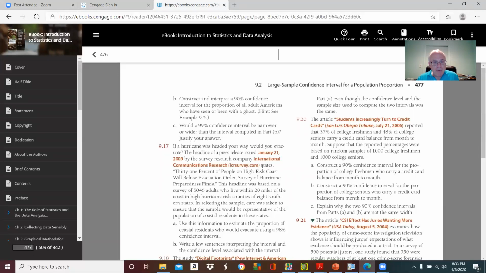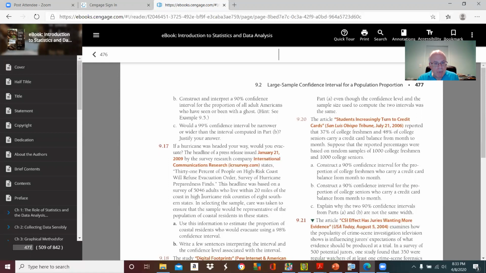A survey research company states that 31% of people on a high-risk coast will refuse an evacuation order. So immediately you look at this. This is the study of how many people? 5,046 people. This is the sample proportion, 0.31. Okay, so that's all we need: the sample size, 5,046, and the estimate of the proportion, 0.31.